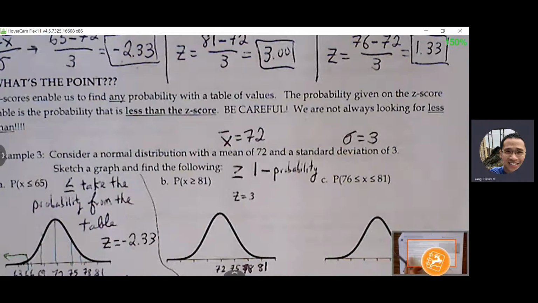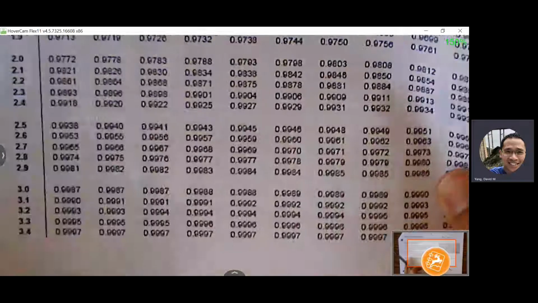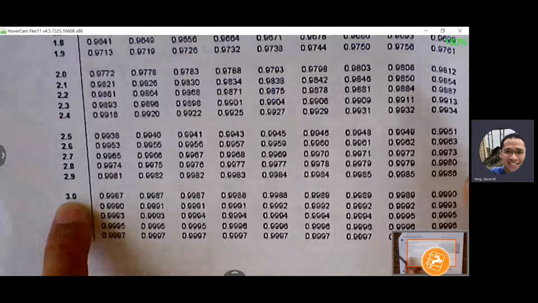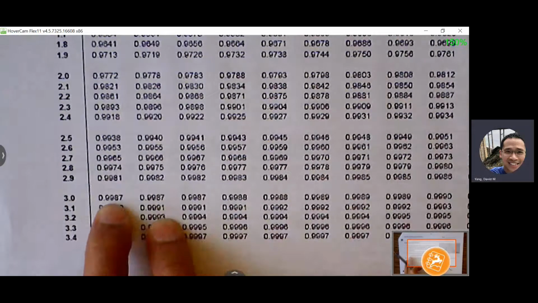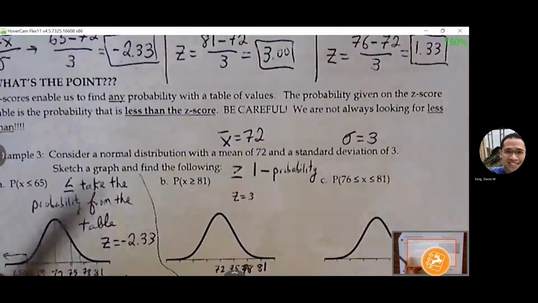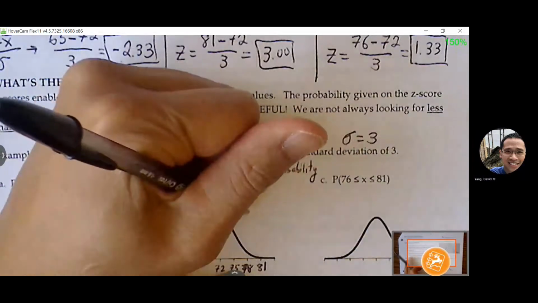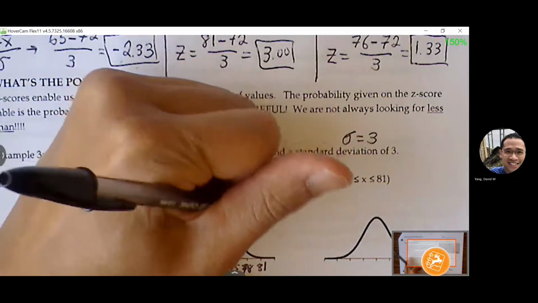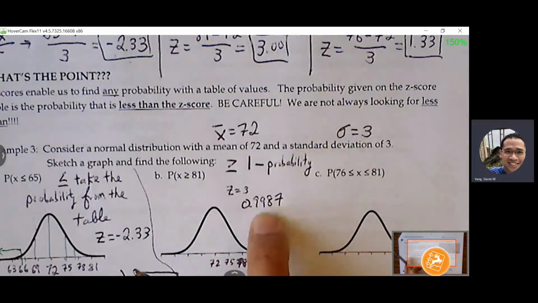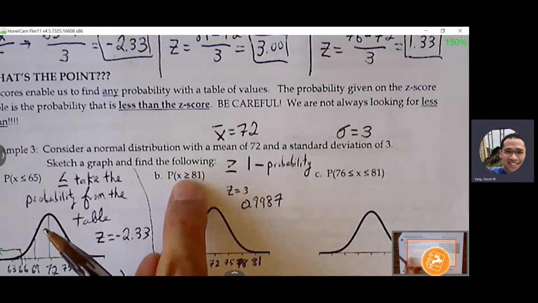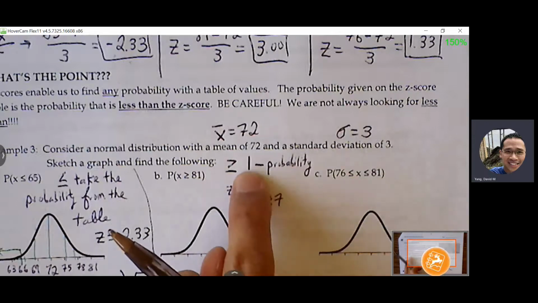So let's go to 3 on our table. This is on the positive side. So 3.0 is 0.9987. However, we see greater than or equal to. So we know that 0.9987 is the data for less than. If I want to do greater than, I got to take that number and subtract it from 1.